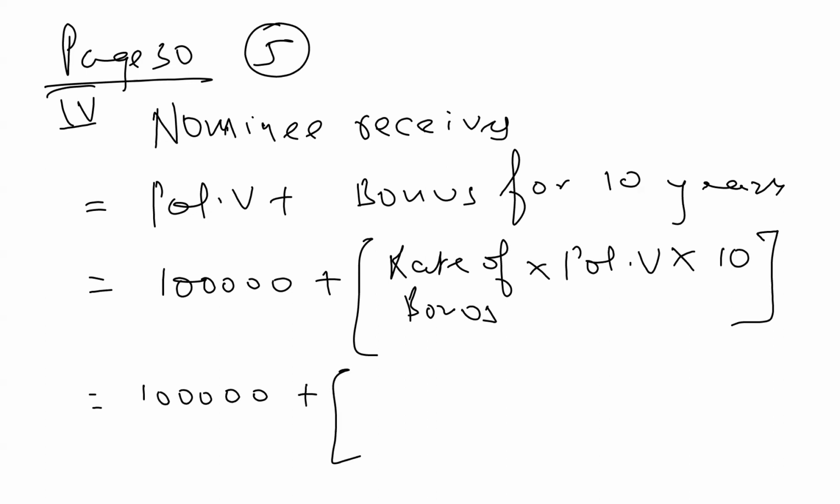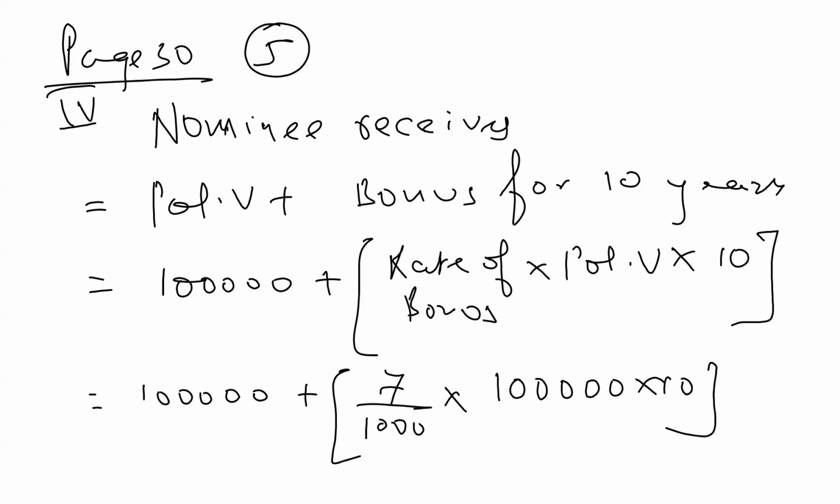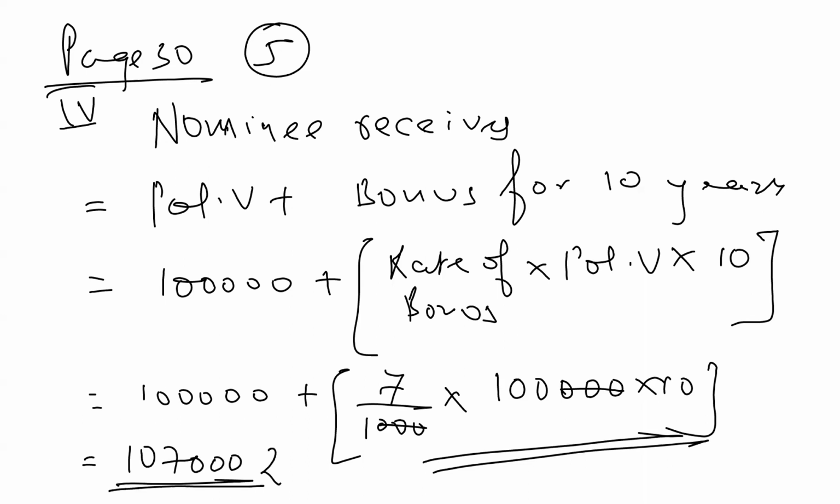So 1 lakh plus rate of bonus. Rate of bonus is 7 per thousand into policy value. Policy value is 1 lakh into 10. Cancellation of the zeros, so this will be 7,000. 7,000 plus 1 lakh will be 1 lakh 7,000 rupees, and that is what you should write. So this is what the nominee receives.